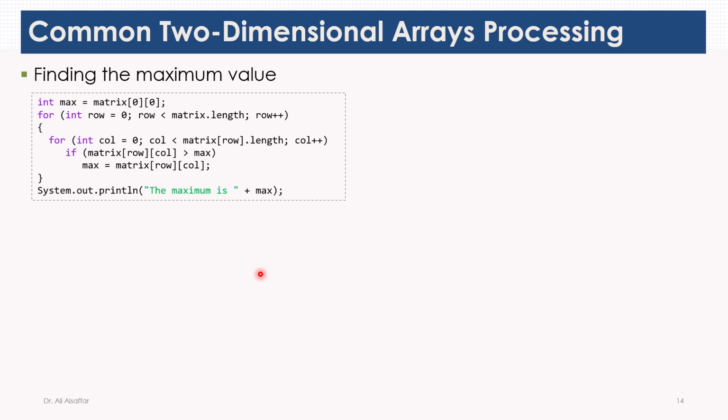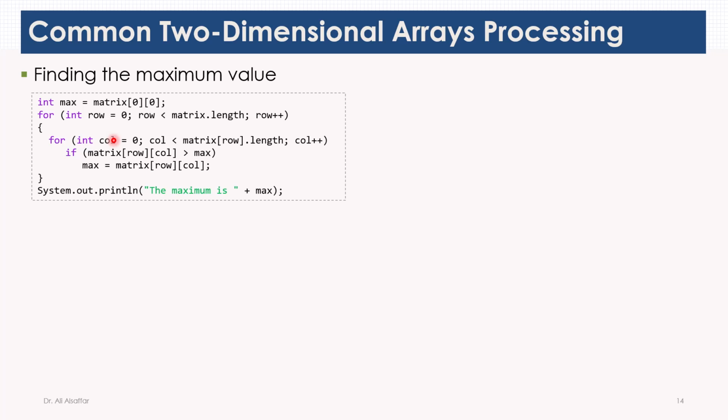Next, common array processing for two-dimensional arrays is how to find the maximum value. For finding the maximum value, it doesn't matter if you process the array row by row or column by column. And here in this listing, we are processing the array row by row, because the outer loop is counting the number of rows, and the inner loop is counting the number of columns. So how to find the maximum number in the whole array? You assign a variable, you call it max. Here we are assuming that the array is of type integer, and you make it equal to the first entry that is in the first row in the first column.